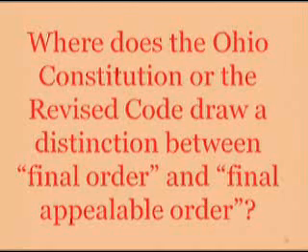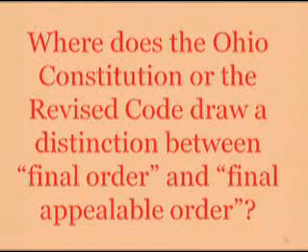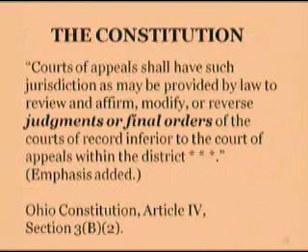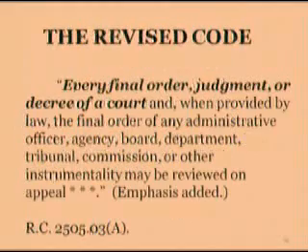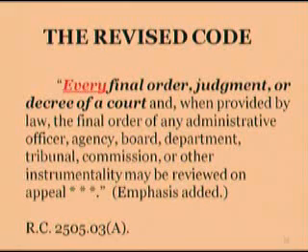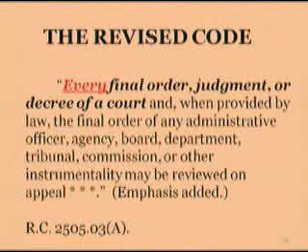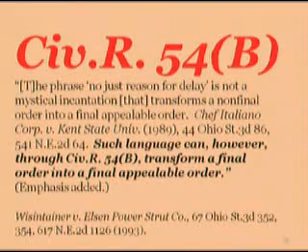However, where, I beg you to tell me where, in the Ohio Constitution or in the Ohio Revised Code, is there any such distinction? There is not. The Constitution speaks of judgments or final orders. The statute says every final order may be appealed, not just the ones that are appealable. Think how great that would be if we not only had to figure out what final order meant, but then we had to figure out when a final order was appealable. Nonsense.